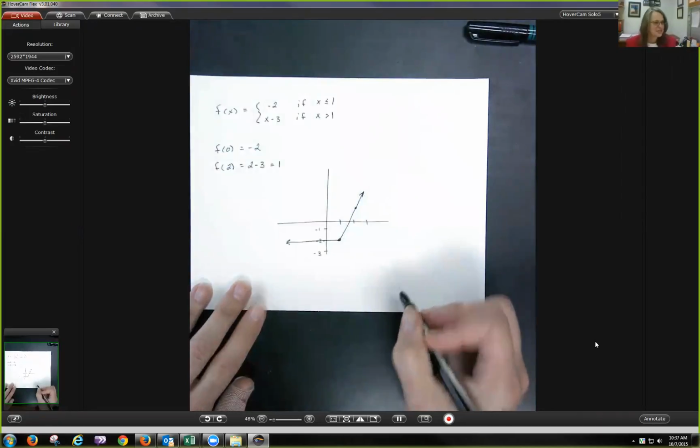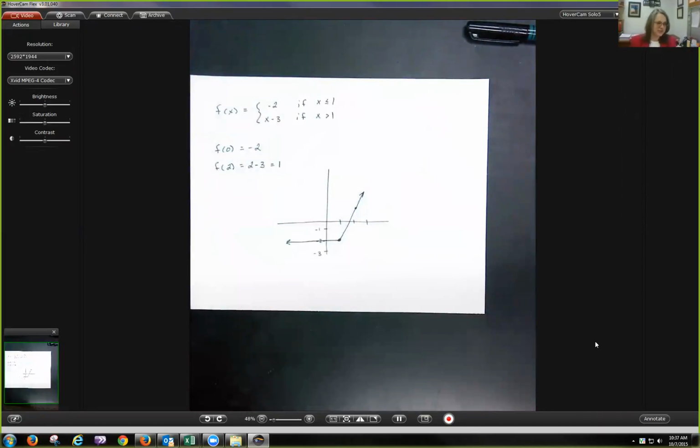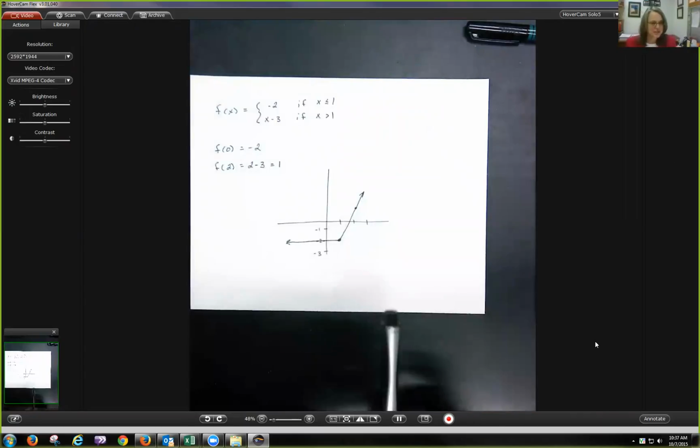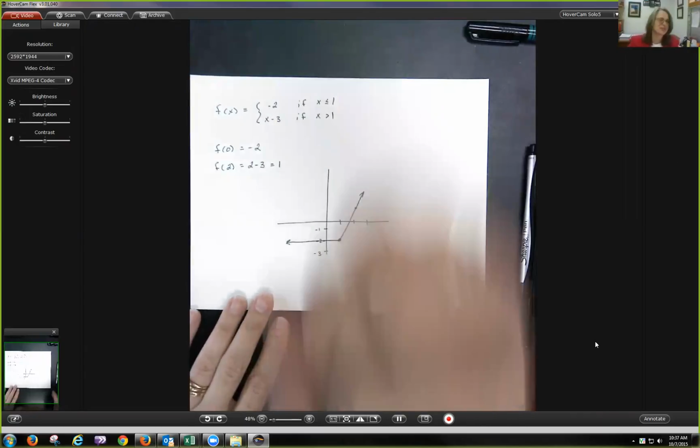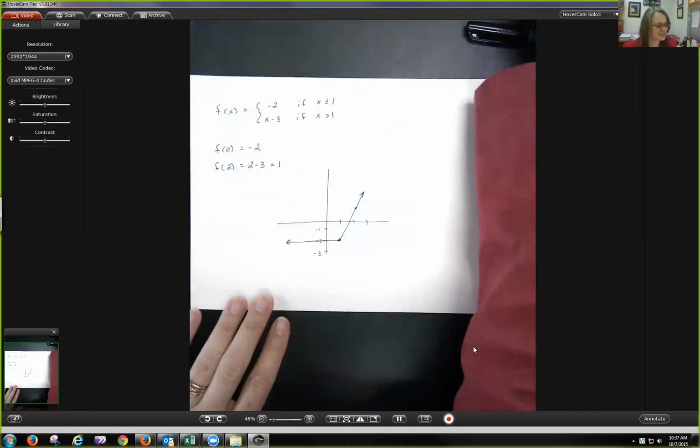Okay. Don't overthink piecewise defined functions. Don't make them any harder than they are. They really aren't that bad. If you have any questions or troubles, please reach out to me in email or post on the forums. I'll talk to you all again soon.